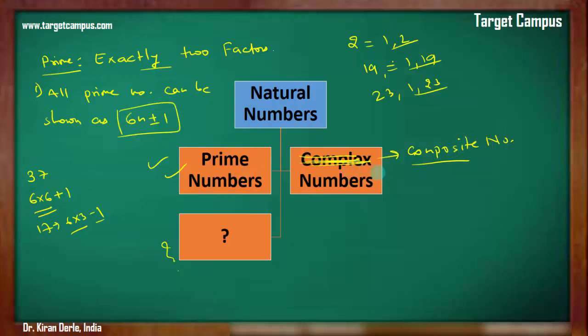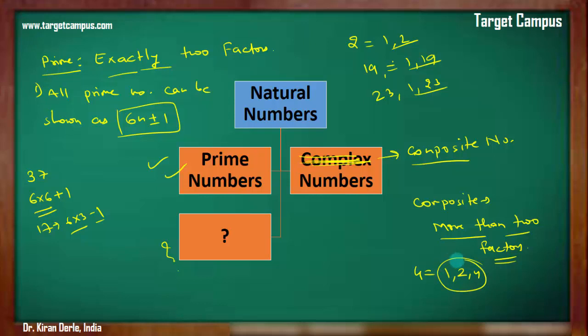Okay. Composite numbers. What are composite numbers? Prime numbers have exactly two factors. Composite numbers have more than two factors. I hope you are getting this point. So the first composite number is 4. Its factors are 1, 2 and 4. 4 has more than two factors. I hope you are getting this point.